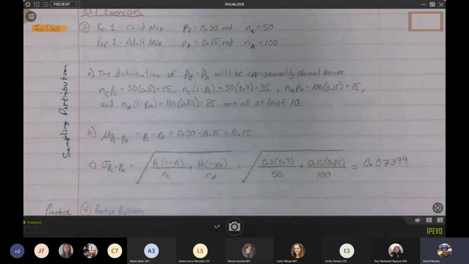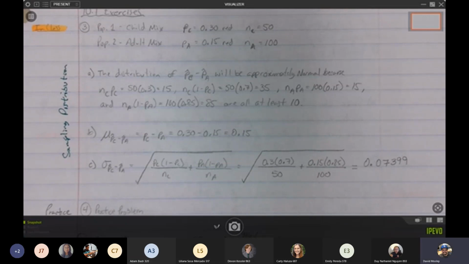Question A asks about the shape. When we're asked about the shape in a distribution, in this case, we should be checking for normality. Can we say if this is normal? Because if we can, that's the least amount of work we can do. We don't have to graph it. We don't even have data to graph it.